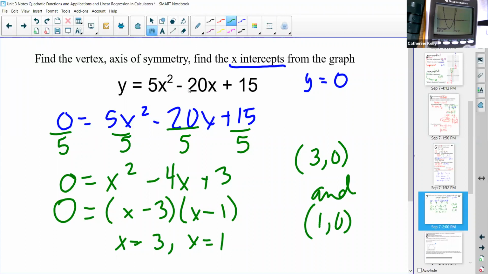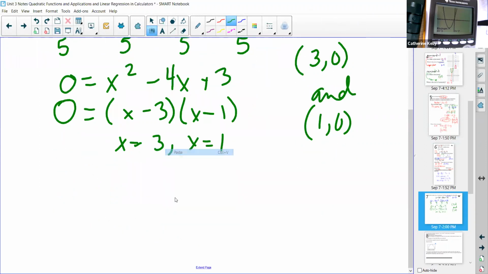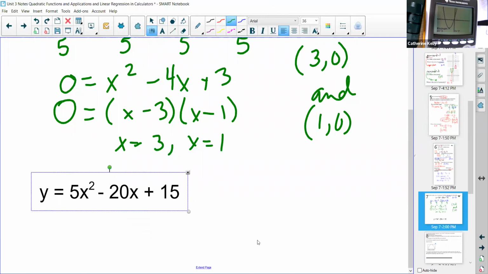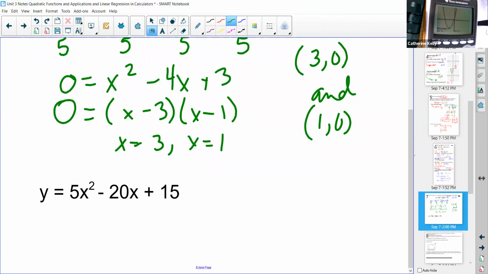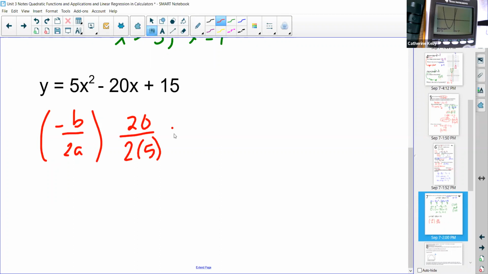I'm going to copy this, paste it down here. To find my vertex, I'm going to say my vertex for my x is going to be the opposite of b over 2a. So the opposite of b would be 20, over 2a would be 2 times 5. So it would be 20 over 10, which is just 2.